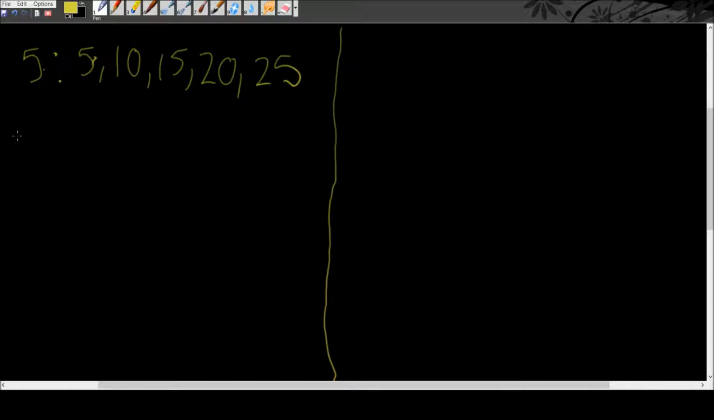Again, someone may say, write down the first 4 multiples of, let's say, 6. So the first 4 multiples of 6 would be 6, 12, 18, and 24. That will be the first 4 multiples of 6.